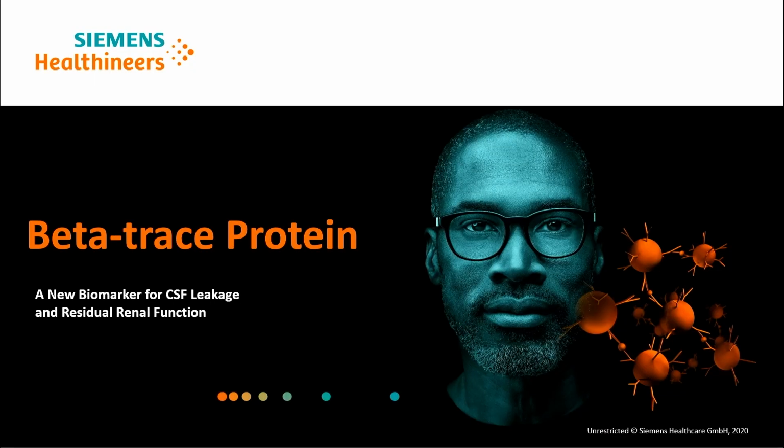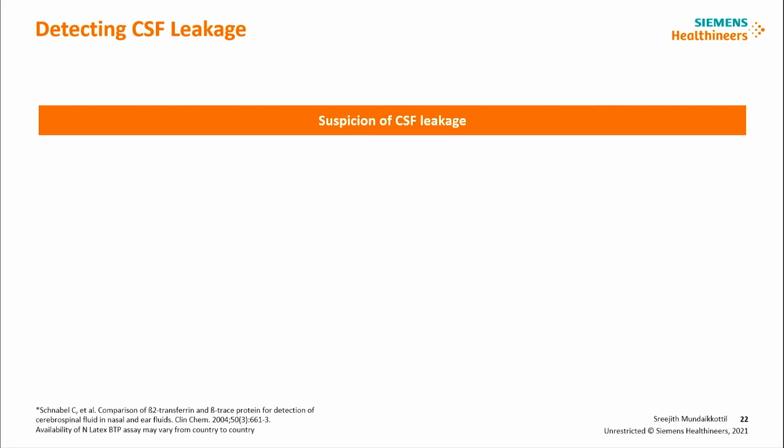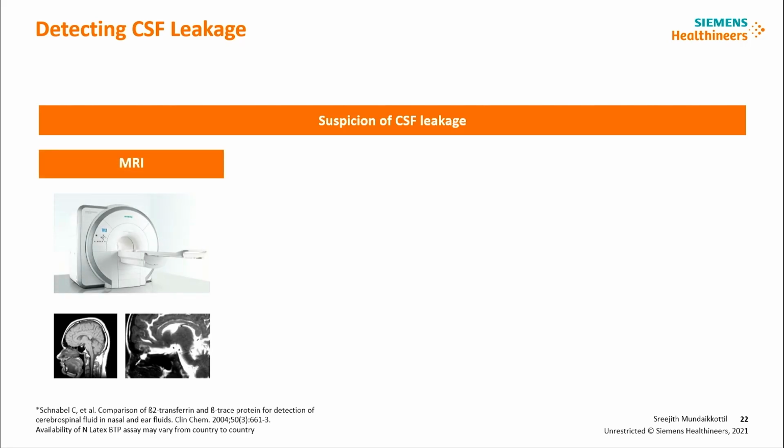The second indicator is the beta-trace protein, and this has two applications. The first one is, as you know, suspicion of CSF leakage. So if you have trauma, you check the beta-trace protein in your lab, in any lab you are doing it. Beta-trace protein used to be an indicator of CSF leakage.